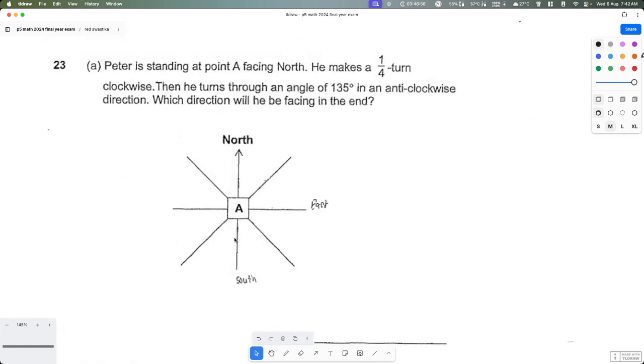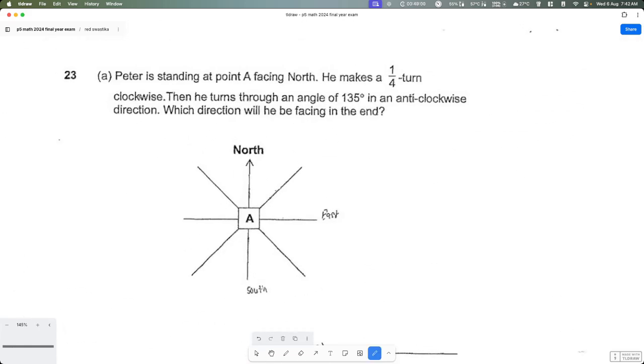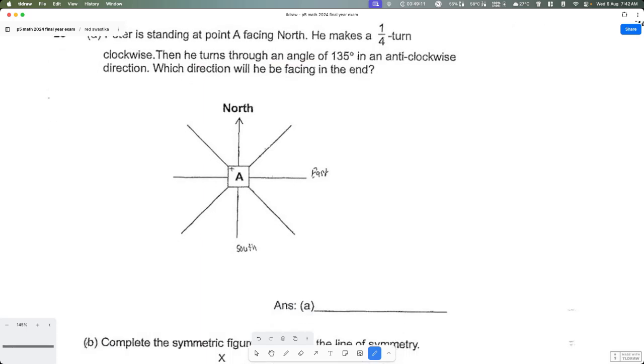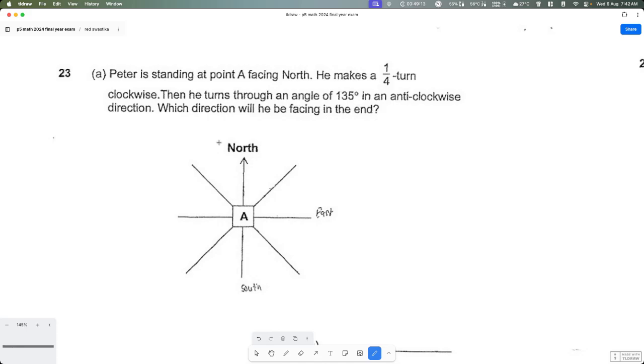Question number 23, part A. Peter is standing at point A, facing north. He makes 1/4 of a turn clockwise. Then he turns through an angle of 135 degrees anti-clockwise. Which direction is he facing? So you have north, and then I'm going to put here, like this, east.